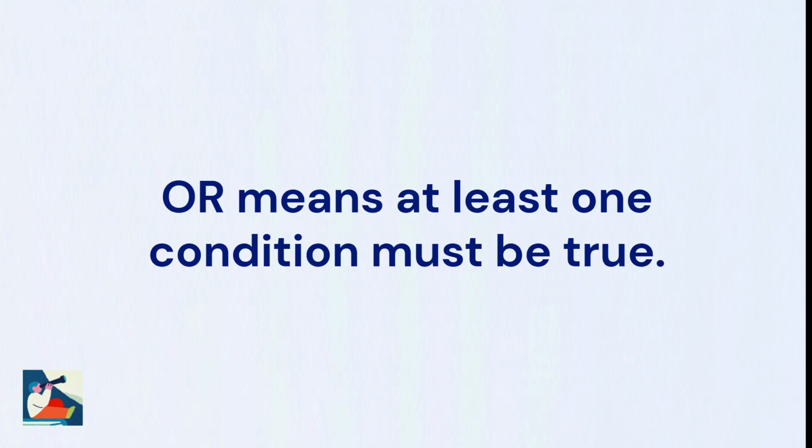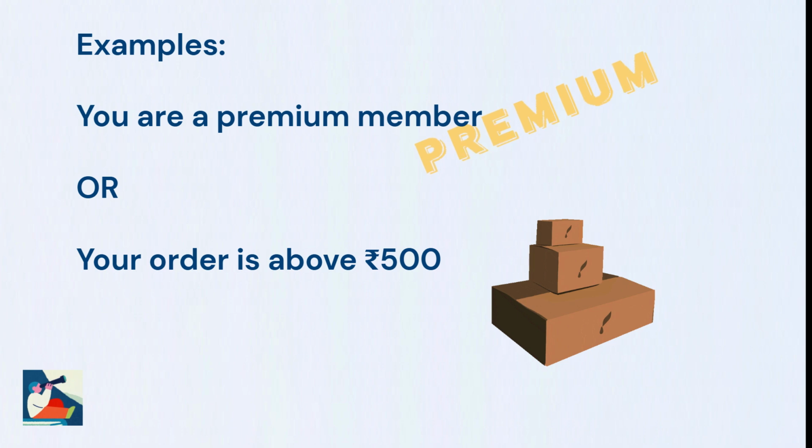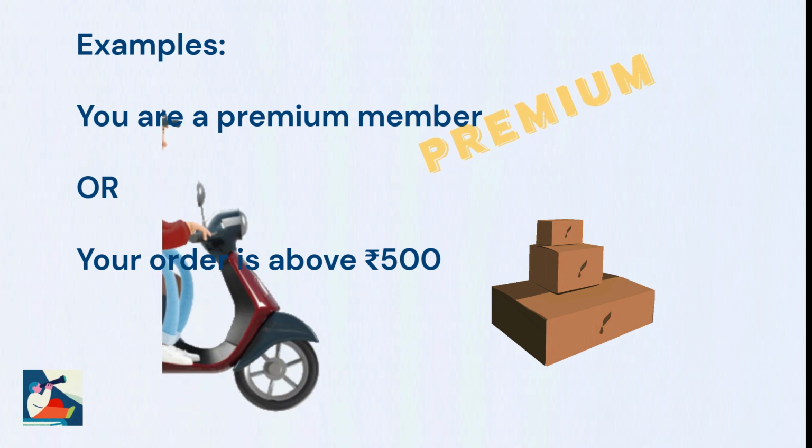Now let's understand the OR operator. OR means at least one condition must be true. For example, imagine a website offers free delivery if you are a premium member or your order is above 500 Indian rupees. If you are a premium member, you get free delivery.